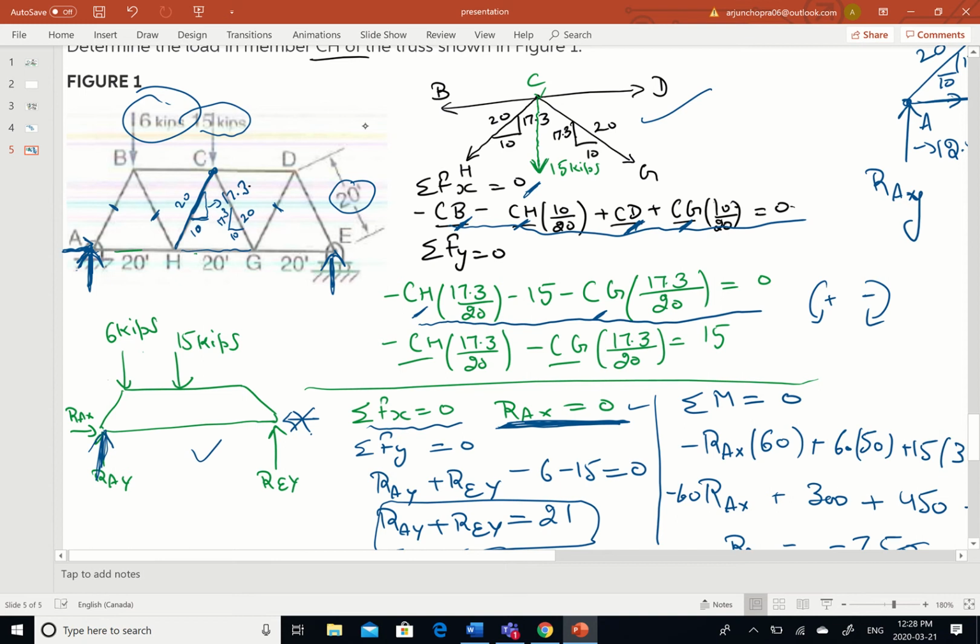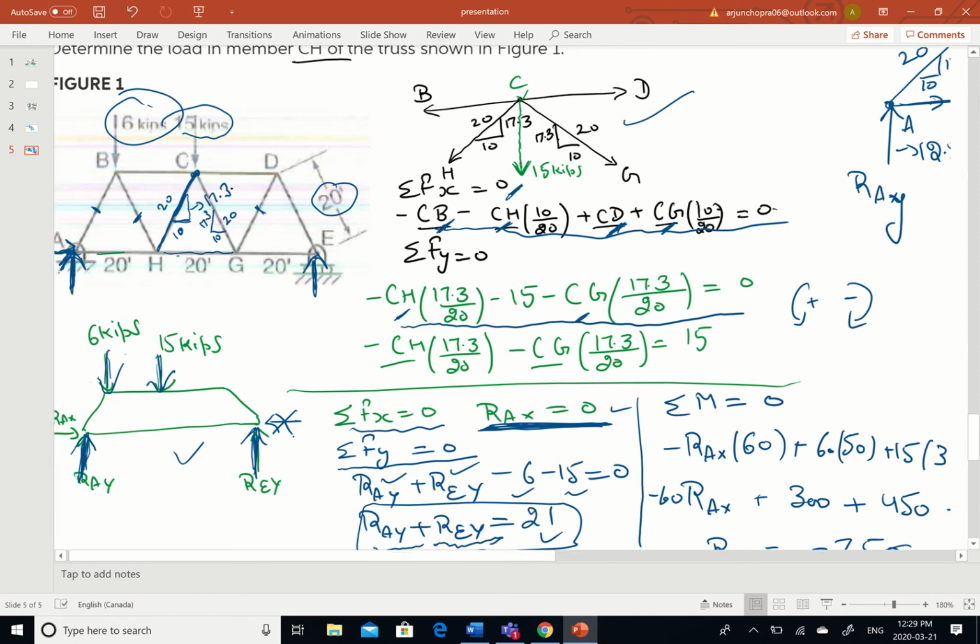And then I will write down the equation about sigma Fy equal to 0. So for the vertical loads, this is vertically upward, this is vertically upward, and this is downwards. 15 kips is acting in the downward direction. This is also acting in the downward direction. So that's what I've written. Anything up is positive, anything down is negative. So I figured out one of the equations. Then I still can't solve it because I don't know the value of RAY and REY.